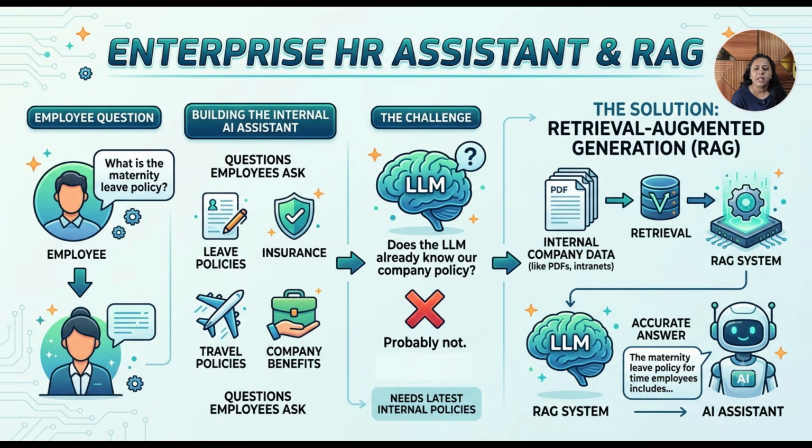Now let's see what actually happens when we build this application. Does the LLM already know our company policy? Probably not. Let's think an employee asks a question: what is the maternity leave policy? Even if the LLM knows some general information about the company, still we cannot rely on the LLM. It's better to give the latest update on the company policies. So we need to provide the correct information. This introduces the need for RAG.